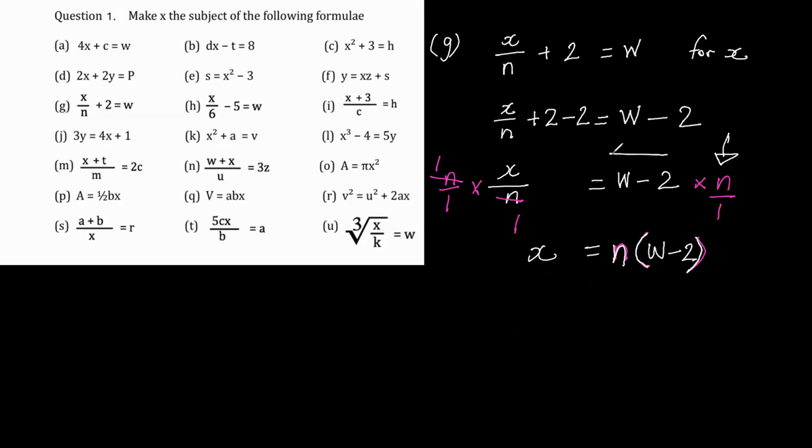I am multiplying my n by everything, so I have to use brackets to show that I multiplied my n by everything. Once you put down brackets, it means multiply. Everybody take this down, and you're going to do h for me.